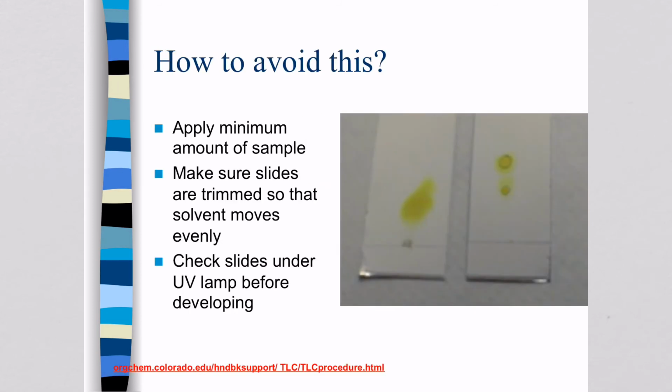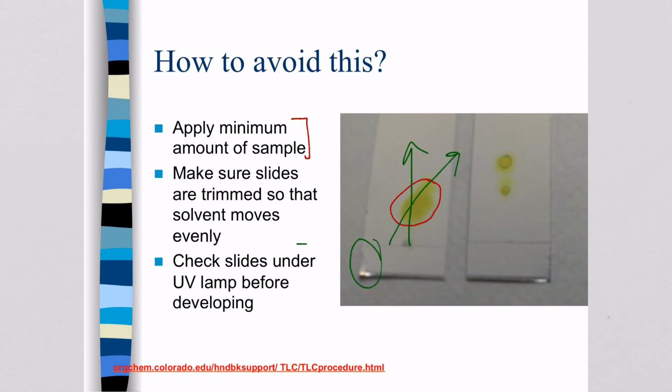Just a quick note on some things that I see during this lab that are problems. Sometimes students apply too much sample, and so you get a big blob like this, and that's not good. Another thing that can happen is that, rather than having the spots move straight up the plate, they go up at an angle like this, and that's usually because the solvent front didn't move up the TLC plate evenly, because you had a big gash down here, and we'll show you how to trim up the plates in the lab so that the solvent front will move up evenly.